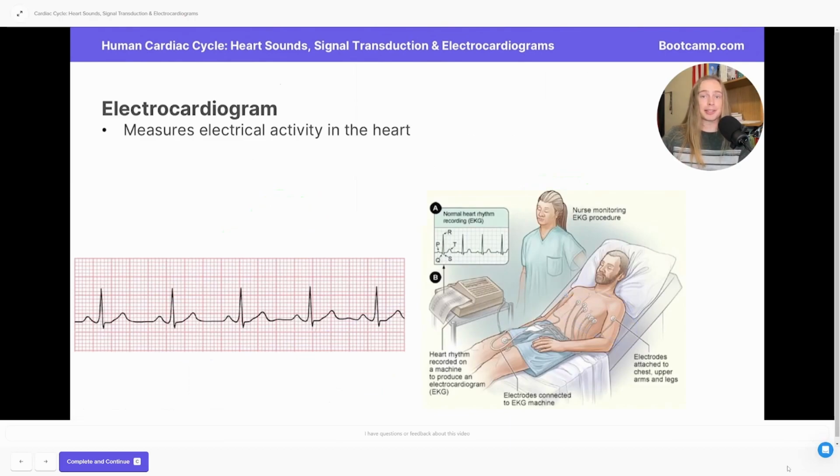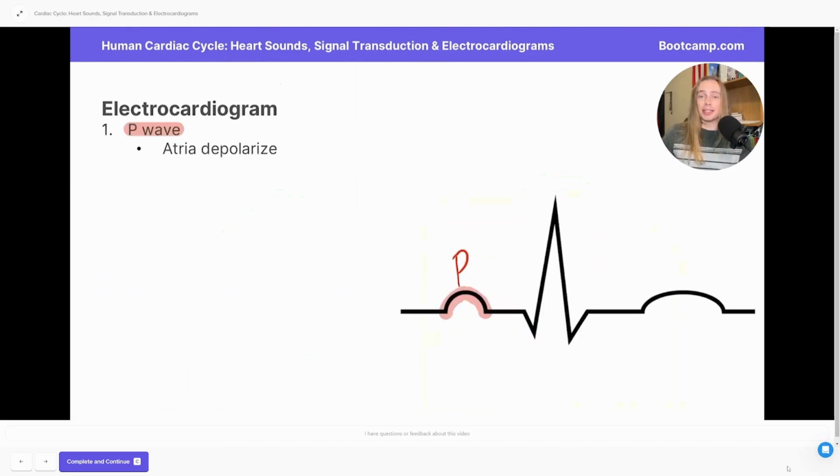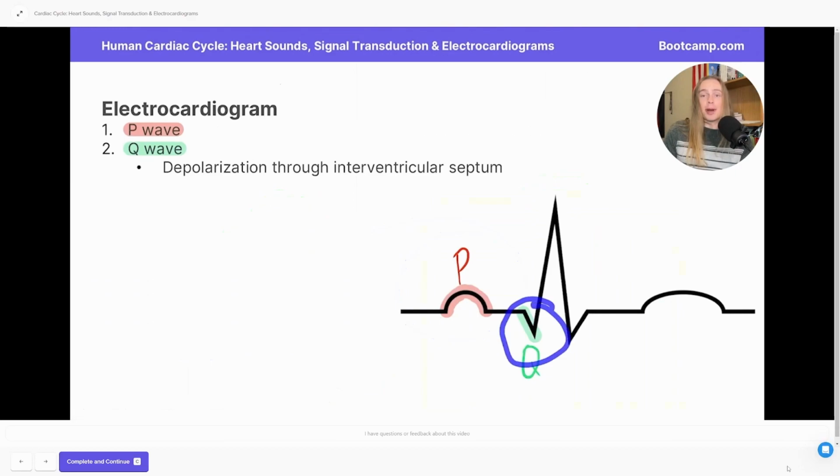heart is depolarizing. We're now going to learn the basic parts of an ECG and then learn what these parts indicate. So first off is our P wave, which we see here. So the P wave is going to indicate that the atria are depolarizing. Next, the slight downline is the Q wave. The Q wave represents depolarization through the interventricular septum. This is going to initiate ventricular depolarization.